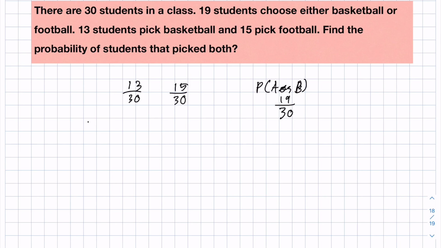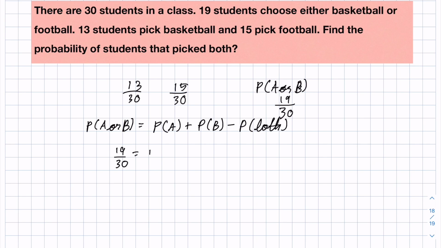So since it's probability of A or B, which is equal to probability of A plus probability of B minus probability of both. So let's fill in these things. So 19 over 30 is equal to 13 over 30 plus 15 over 30 minus probability of overachievers. Since overachievers is such a huge word, I'm just gonna say OA. So let's quickly solve.